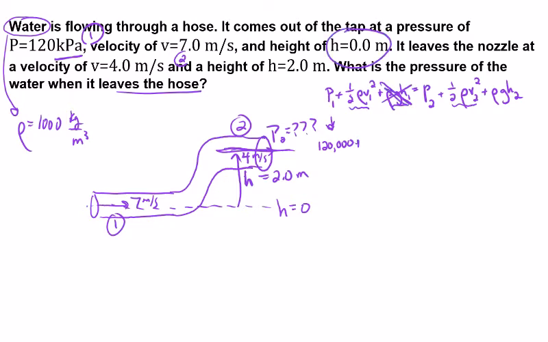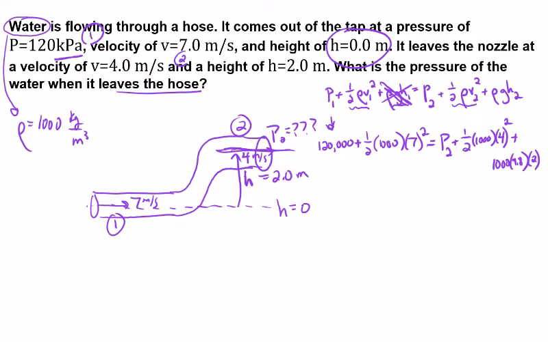So I'm just going to add to this a 1/2 the density of my water, 1,000, times its velocity, which is 7 squared. And then over here, I've got P2. I don't know what P2 is, so I'm going to try to solve for it. A 1/2, 1,000. And this is now moving at 4 meters per second squared plus the 1,000 times 9.8 times 2.